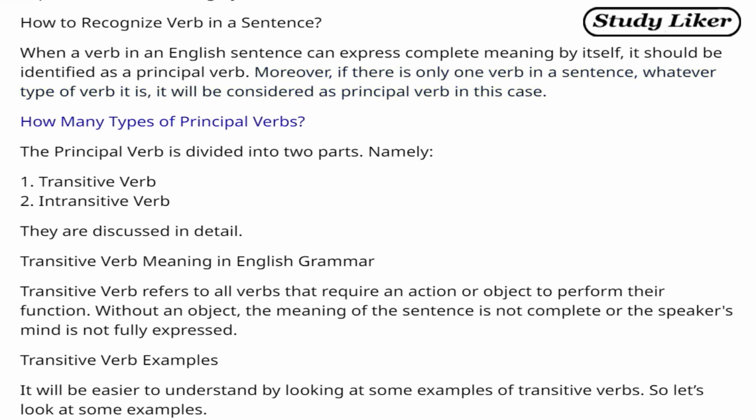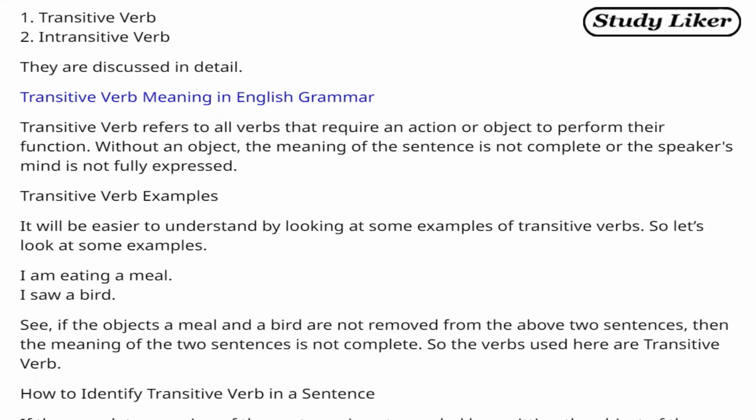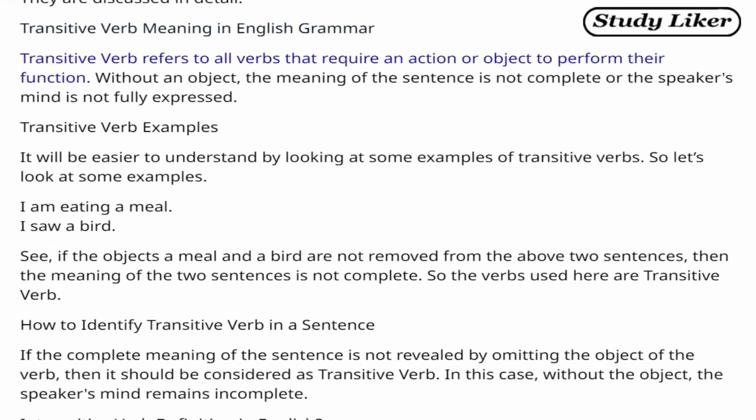How many types of principal verbs? The principal verb is divided into two parts. Namely, 1. Transitive verb and intransitive verb. They are discussed in detail. Transitive verb meaning in English grammar. Transitive verb refers to all verbs that require an action or object to perform their function. Without an object, the meaning of the sentence is not complete or the speaker's mind is not fully expressed.